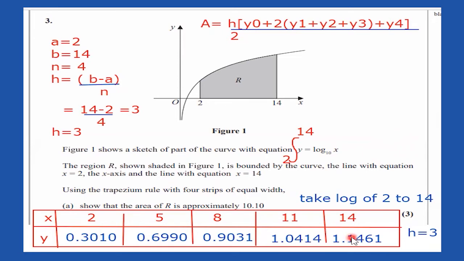And we use the trapezium rule to find the answers to that. So when we evaluate it, we will find that the answer we get for this is going to be 10.10. So they say use the trapezium rule with 4 strips to show that r is equal to 10.10. And when we evaluate it, that's what we get. Now this is part A.